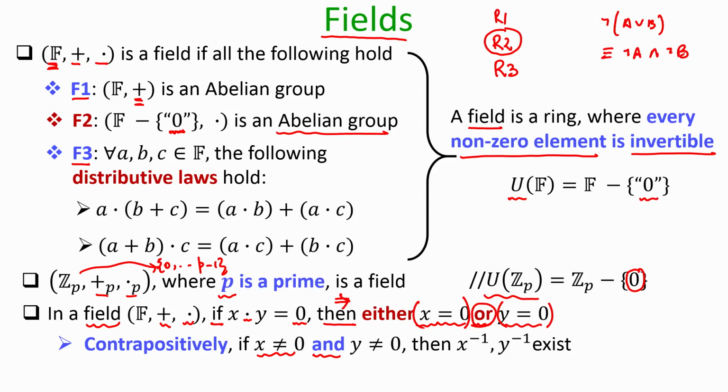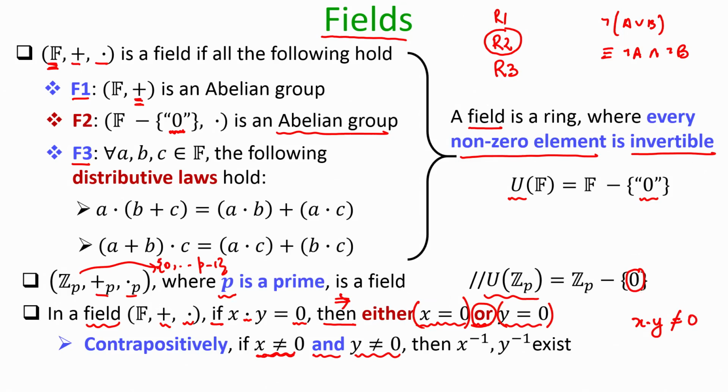So, contrapositively I want to show that if x is not equal to 0 and if y is not equal to 0, then x dot y is also not equal to 0. That is what I want to show here. So, let us prove that.